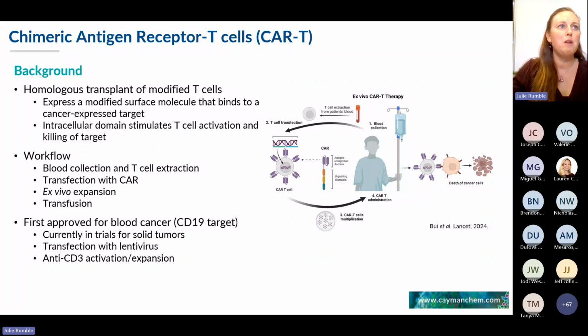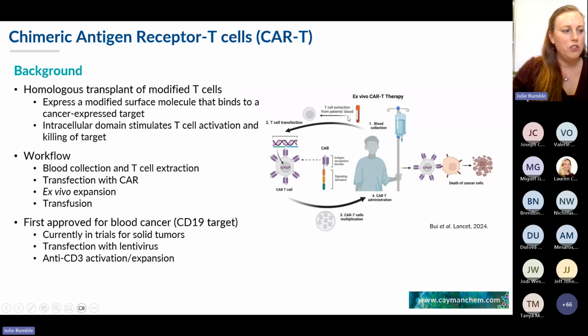CAR stands for chimeric antigen receptor, and this therapeutic modality has thus far been used primarily to target cancer. It is a highly personalized medicine, using the patient's own T cells to kill the cancer using a modified receptor to a cancer surface marker. How does it work?